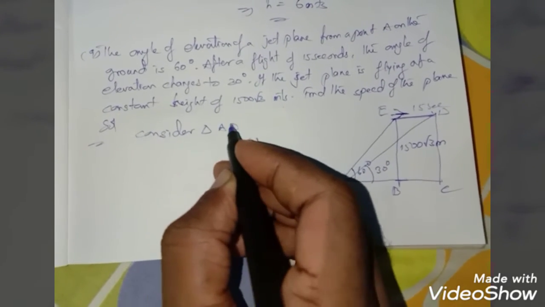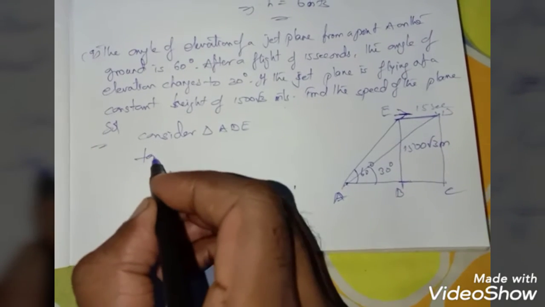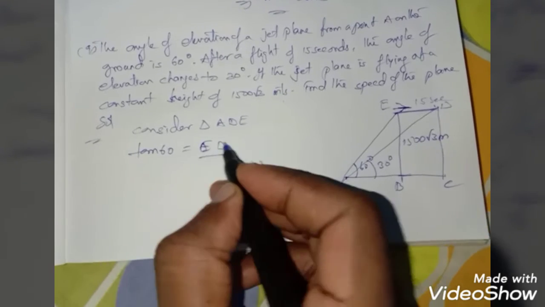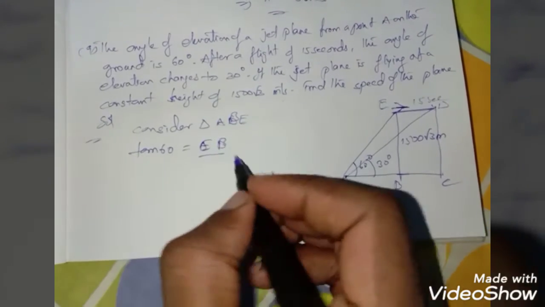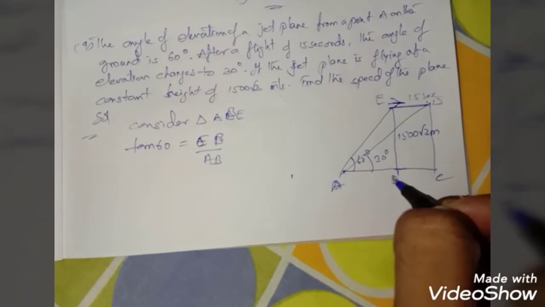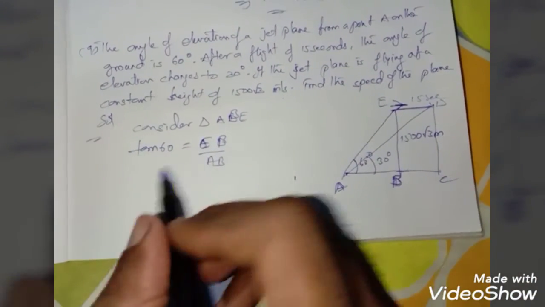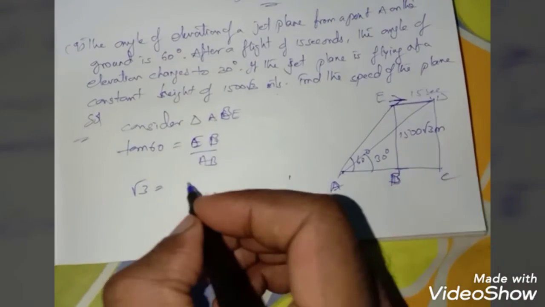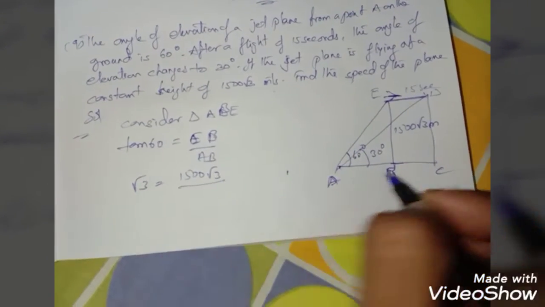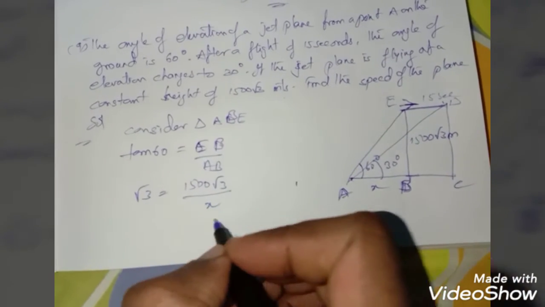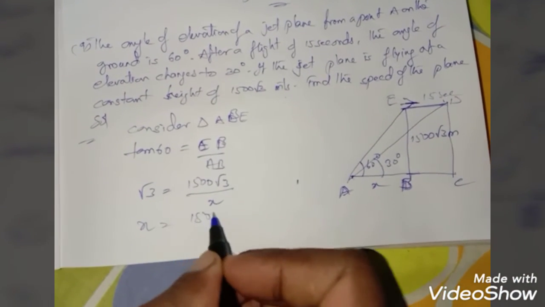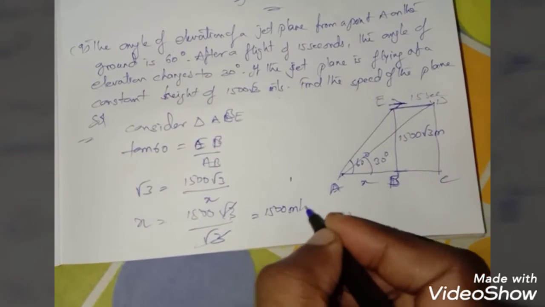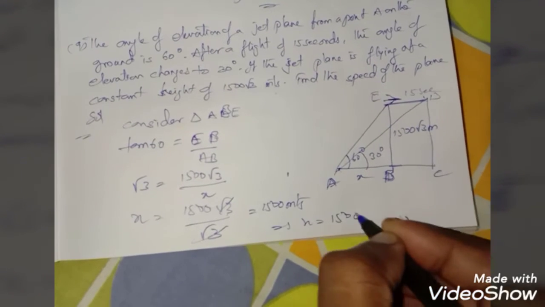triangle ADE. Now if I consider this triangle, you will get tan 60 is equal to EB by AB. Now tan 60 value is root 3. This height is 1500 root 3. This height we don't know, we denote it as x. Now cross multiply. So x is equal to 1500 root 3 divided by root 3. If I cancel, you will get 1500 meters. So here x is equal to 1500 meters.